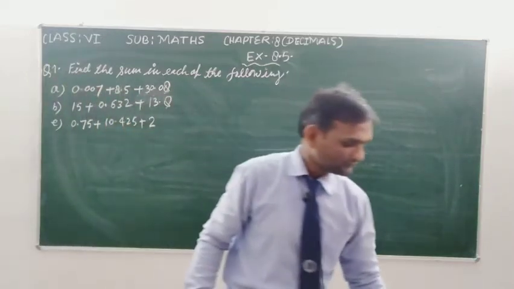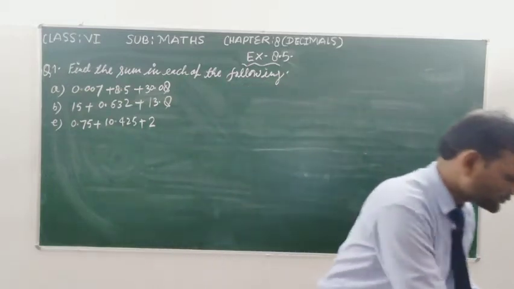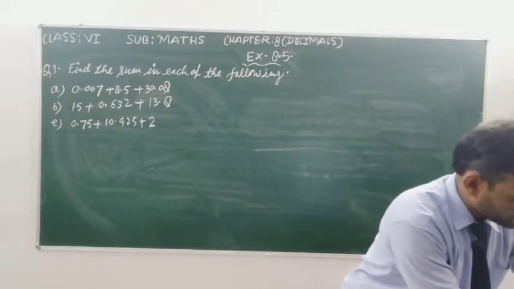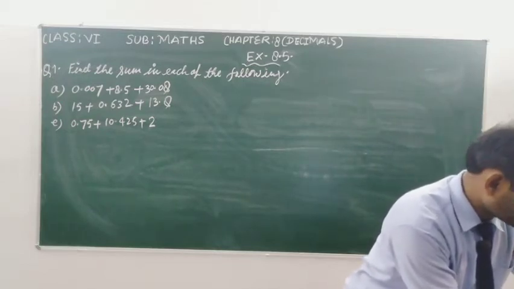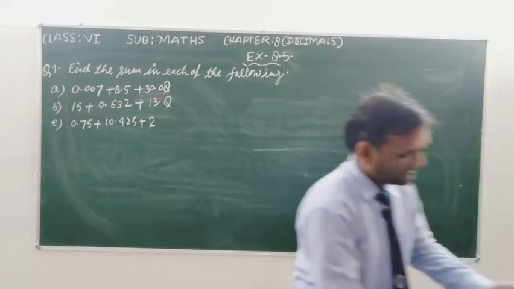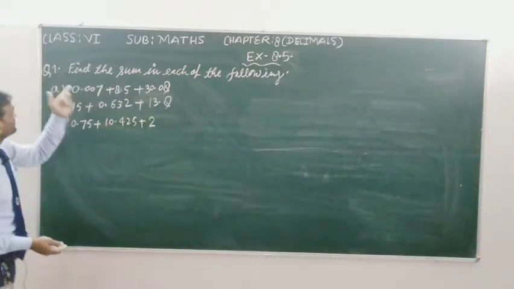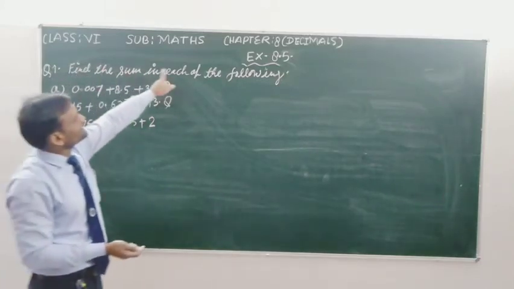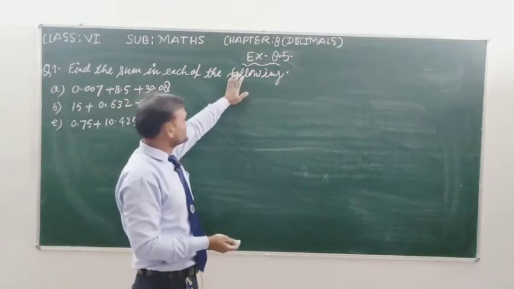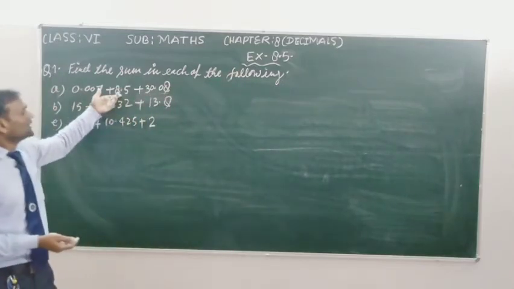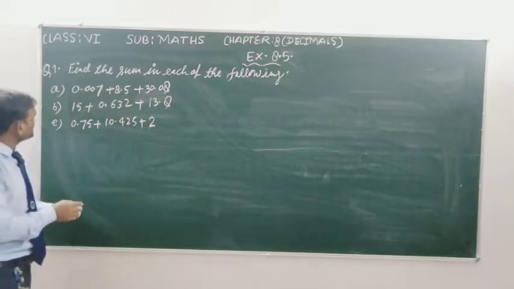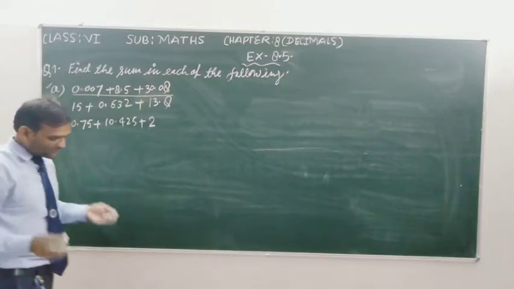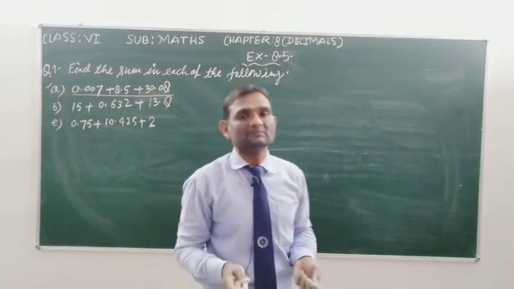So in which part you will face the difficulties? I am taking that part here student. I am trying to take that parts, but you will do all parts of this question in your fair copy. So student, question is saying find the sum in each of the following. नीचे दिए हुए question में सभी का sum हमको find out करना है. So student, you are seeing here in part A all numbers are decimals. It means we need to add the decimal numbers.